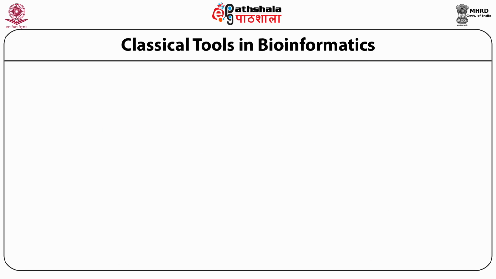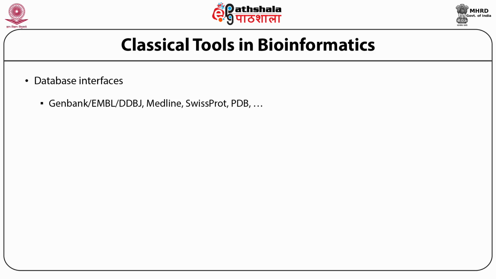We discuss the classical tools in bioinformatics. There are a large number of tools, but we gathered information about the very commonly used ones, like the database interfaces for GenBank, EMBL, DDBJ, Medline, SwissProt, PDB, etc. If you want to see the alignment of two or more sequences, then you go for BLAST, FASTA, ClustalW, Multalin, DIALIGN. These are the tools used for sequence alignment.